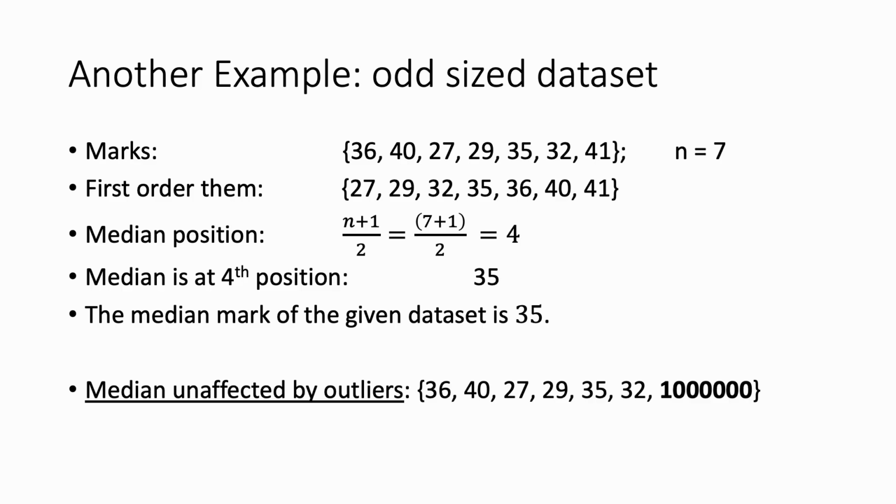An important point to note before we move further, that the median value is unaffected by outliers. For example, if you change the biggest value in this data set from 41 to 1 million, the median is still 35. And I leave that as an exercise for you to verify yourselves. So this is why the median is often seen as a robust measure of central tendency.